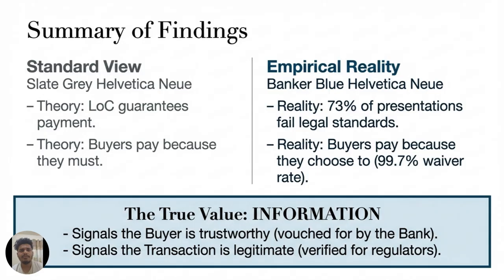To wrap up, we have two different views of the system. The standard view says letters of credit are a legal contract that fails 73% of the time. The empirical reality shows that they are a choice to pay. This is a system with a 99.7% success rate. The true value isn't the legal guarantee, it's the information. It's a signal that the buyer is trustworthy and the transaction is legitimate.